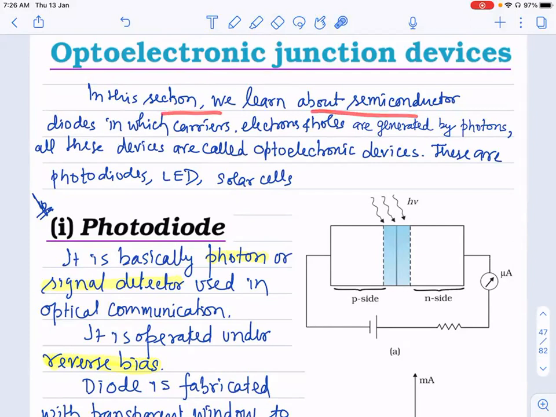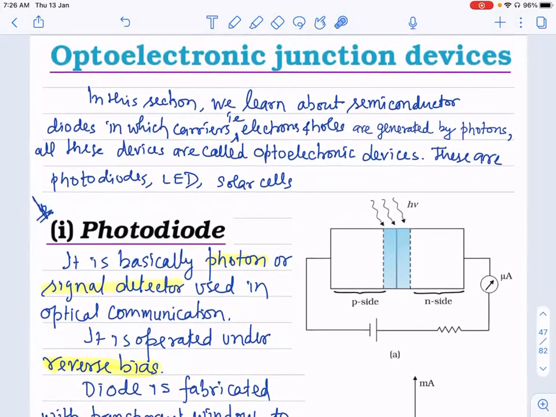We learn about the semiconductor diodes in which carriers, that is electrons and holes, are generated by photons. जो electron and hole pairs हैं, they are generated by photons. All these devices are called optoelectronic devices. These are photodiodes, LED light emitting diodes, and solar cells. Three are there. So we are seeing one by one. The first one is the photodiode.